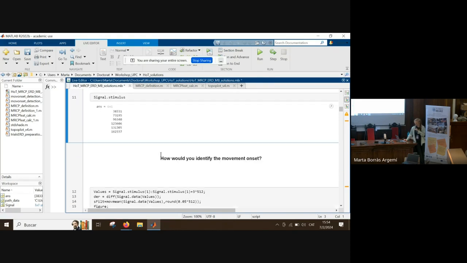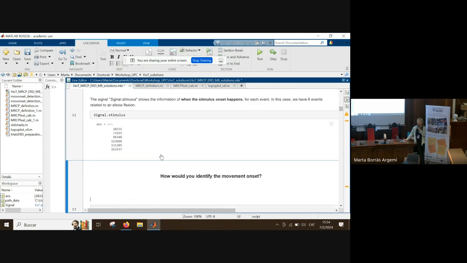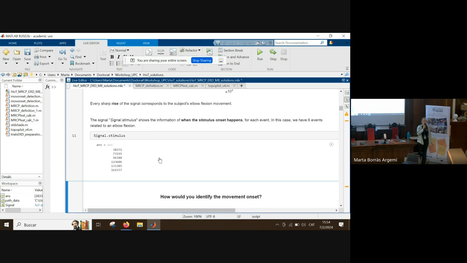Okay. So now, I will ask you, if you have an idea, knowing this information, how would you identify this movement onset? Do you have any idea? Any suggestions? Okay, it's okay. I will explain what we did. In fact, I'm sure that there is no one single solution here.